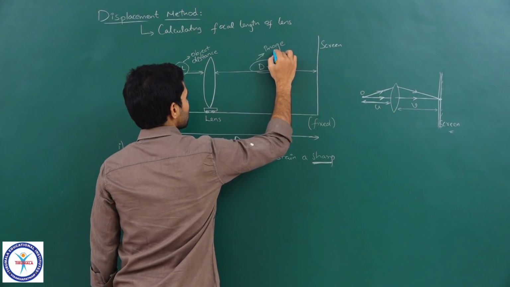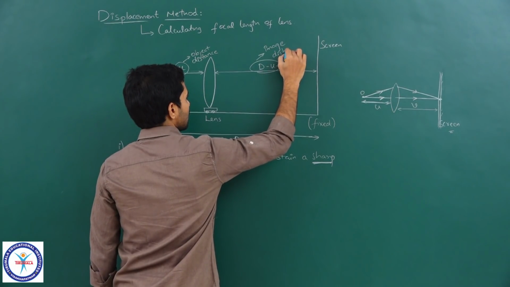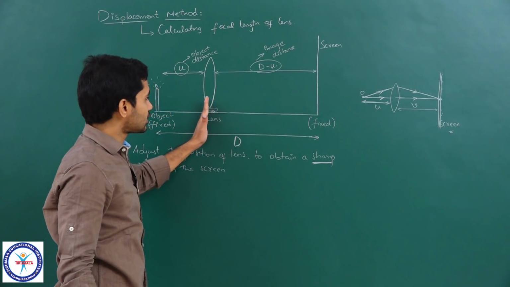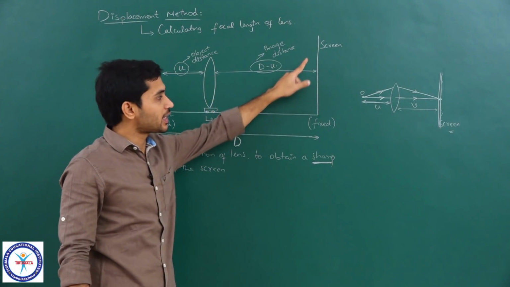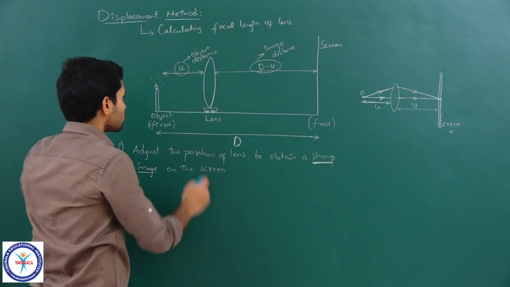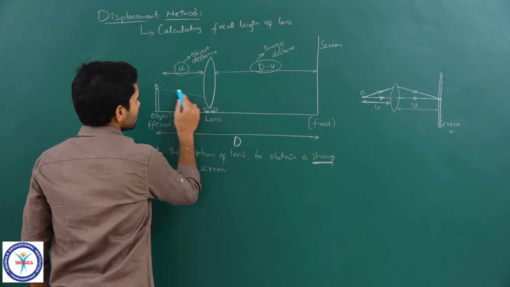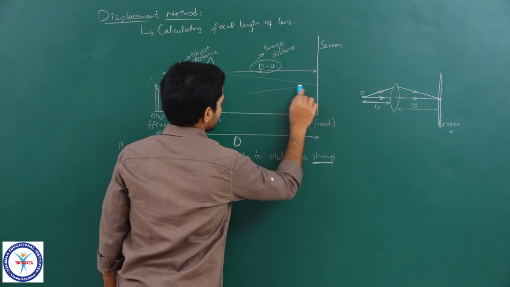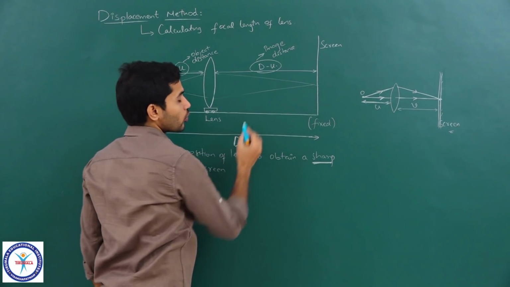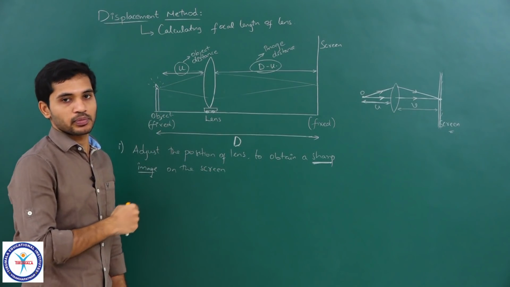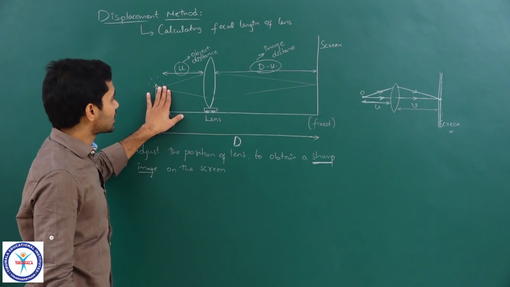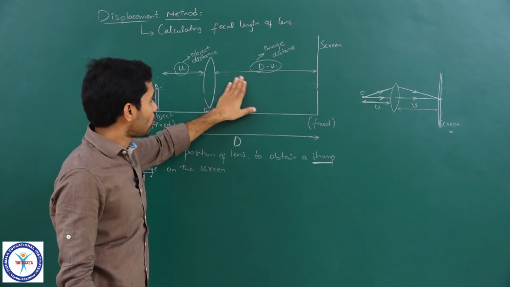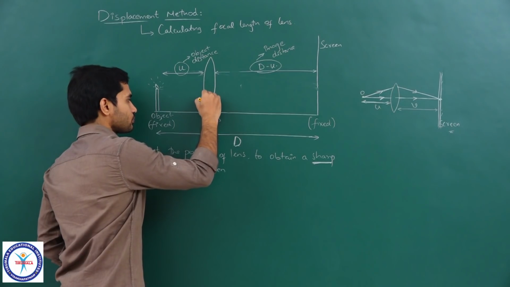So, D minus u will be the image distance, and the reason for that I have just told you, because we are adjusting it to a position where we are obtaining a sharp image on the screen. So, the light rays which are coming from here, which strike the lens, will exactly converge on the screen. So, that is why the image of this will be formed on the screen sharply. Clear? Okay. So, that is the basic idea. So, let me erase this once again. This is not required for now. Okay. So, this is our apparatus.